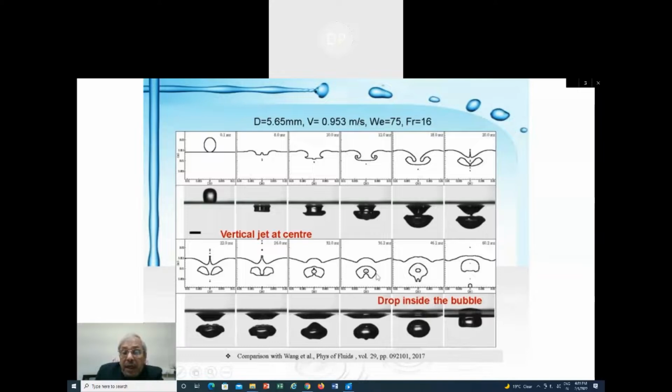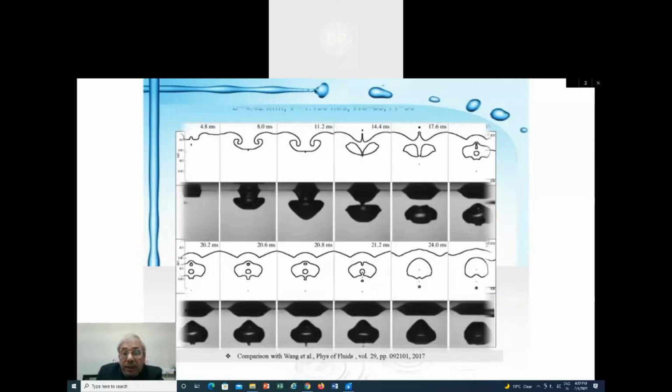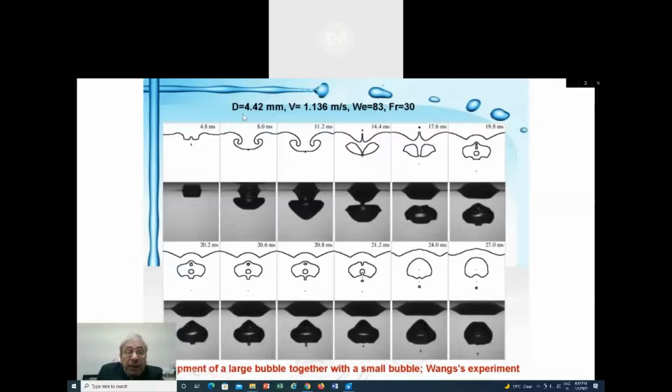This was not very clear in Professor Wang's results, but later on, we got confirmation of this from experiments of Professor Thoraval, which was published in PRL. So the vertical jet at the center and the drop inside the bubble, both are salient features of this set of experiments and numerics. Then we again computed with initial drop diameter 4.42 millimeter, velocity 1.136 meter per second, Weber number 83, Froude number 30.